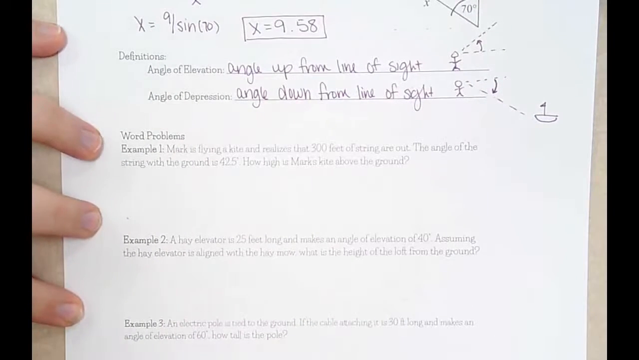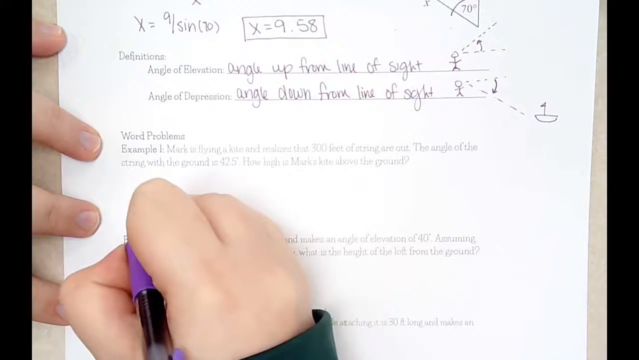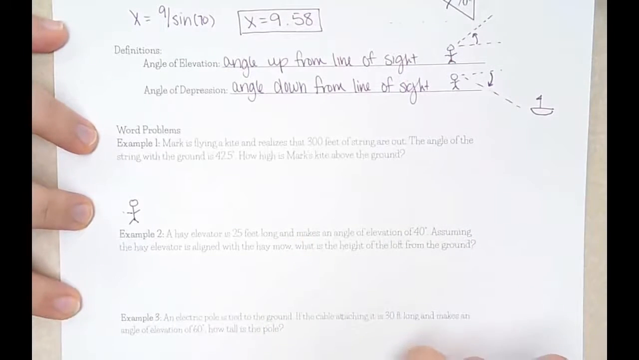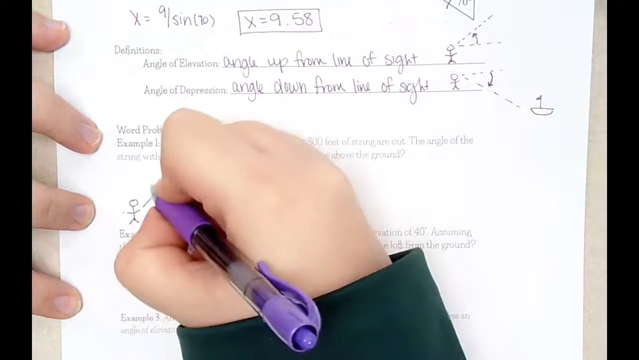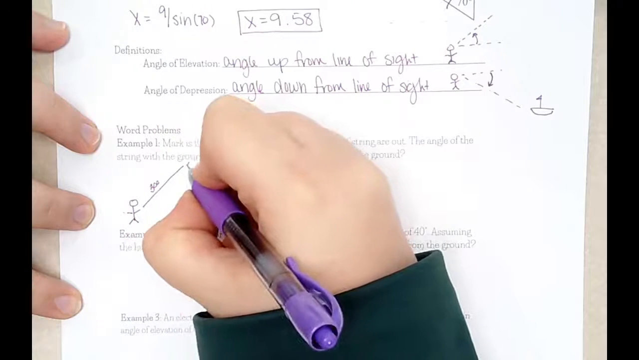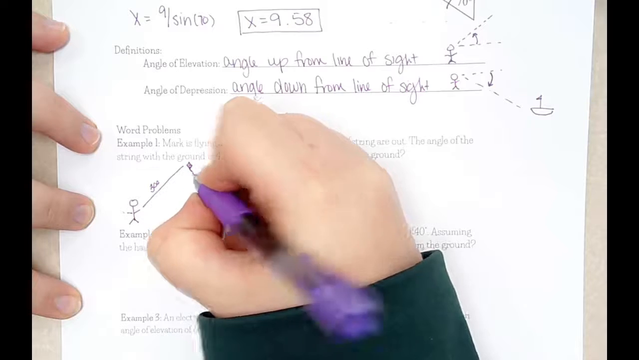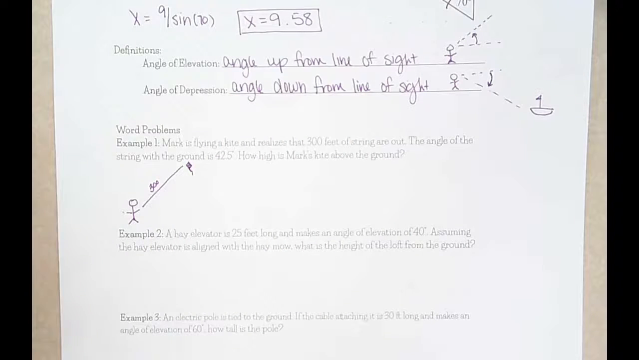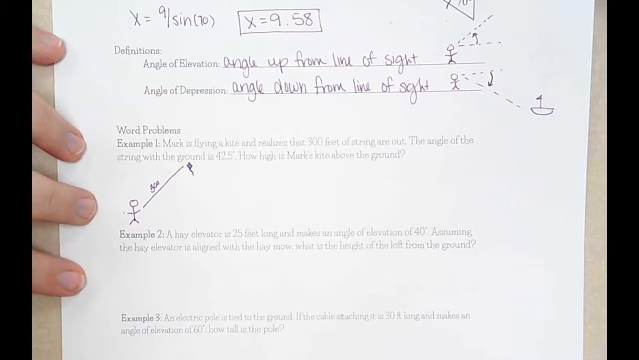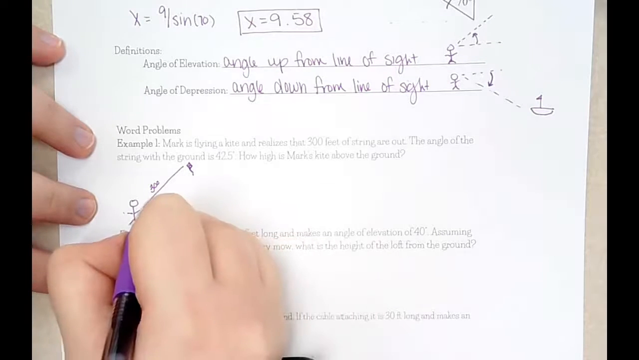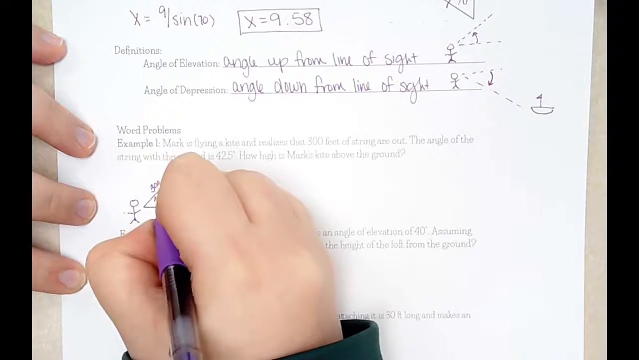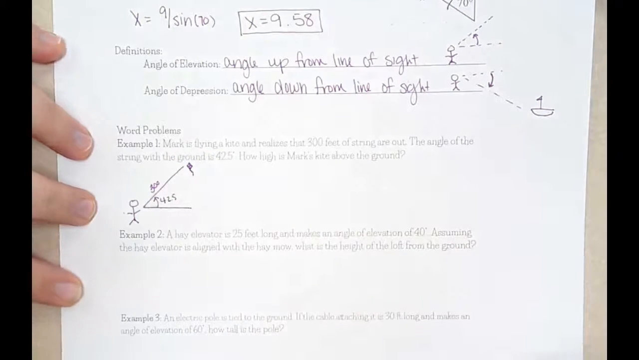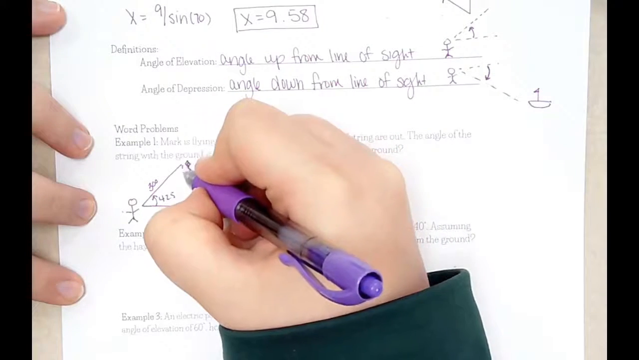Mark is flying a kite and realizes that 300 feet of string are out. So let's start drawing a picture. That should be the first thing you do every time. Flying a kite, so obviously the kite's going to be up here. He says 300 feet of string are out. There's your 300 feet. There's your kite. I don't have to draw the pictures every time, I just think it's fun. And it says the angle of the ground, aka the elevation, is 42.5 degrees.